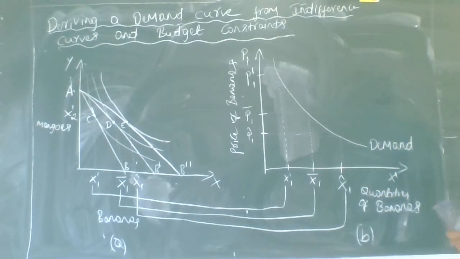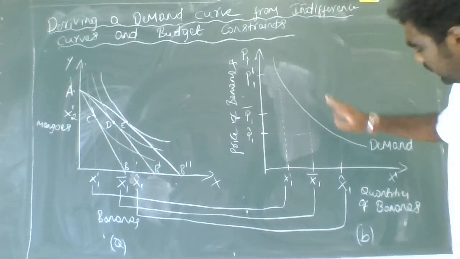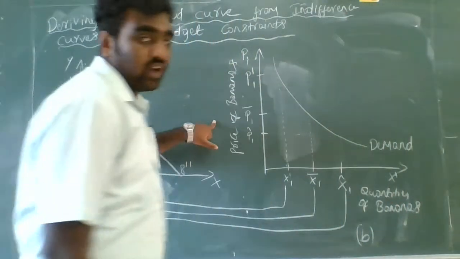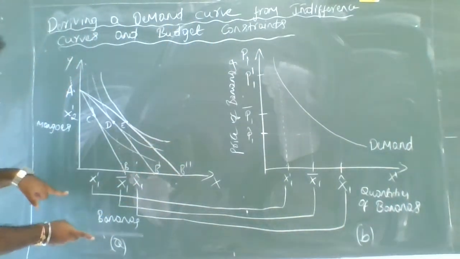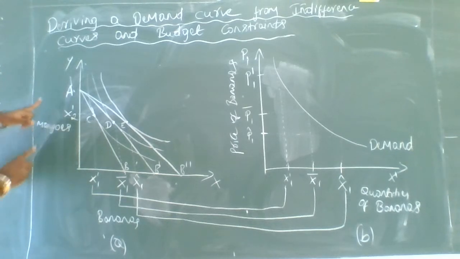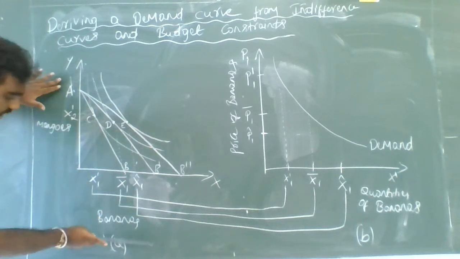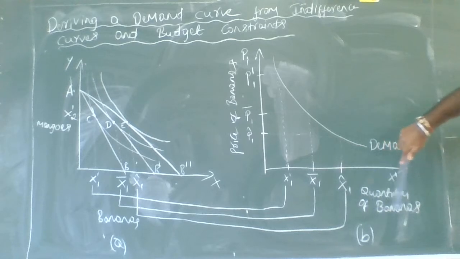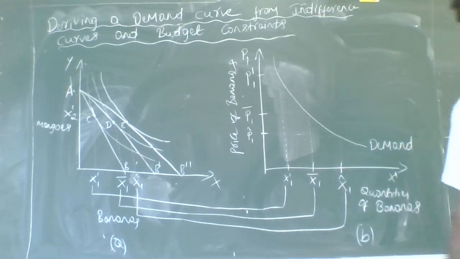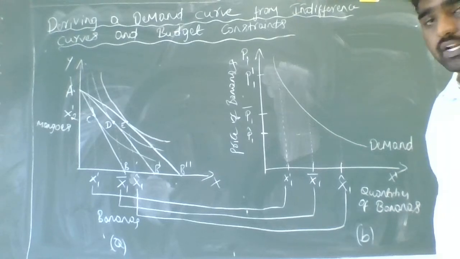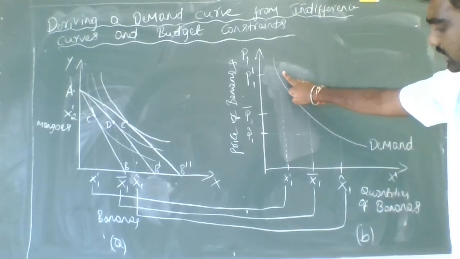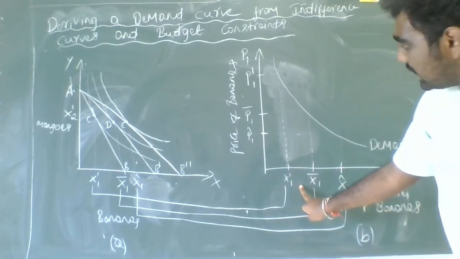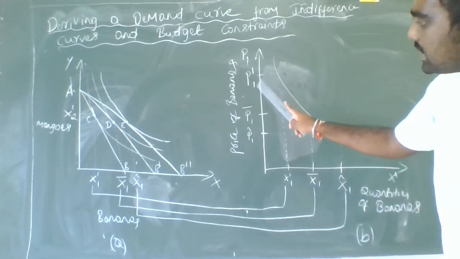We can have a demand curve here. In the first diagram I have taken the x-axis as bananas and the y-axis as mangoes, showing the relationship between the two commodities. In this diagram we have the relationship between the quantity of bananas and the price of bananas. Here the first point: when the quantity is x dash 1, the price will be p dash 1.